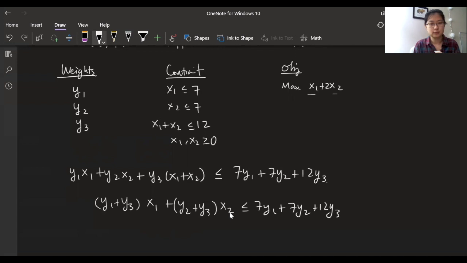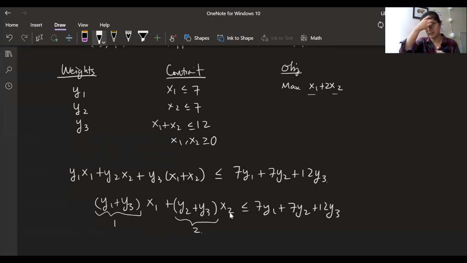So now you might be thinking, well, now this should match what we have up here, right? Ultimately, we want to say that this left side is the objective function and the right side is whatever bound that we can find for that objective function. And you would be completely correct. So I want this coefficient for x1 to be 1 and this coefficient for x2 to be 2.